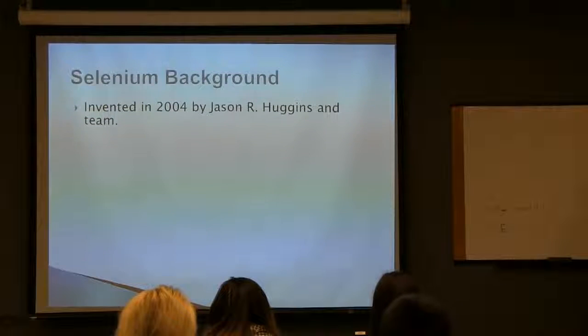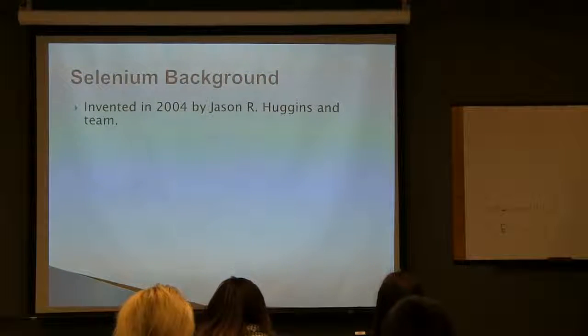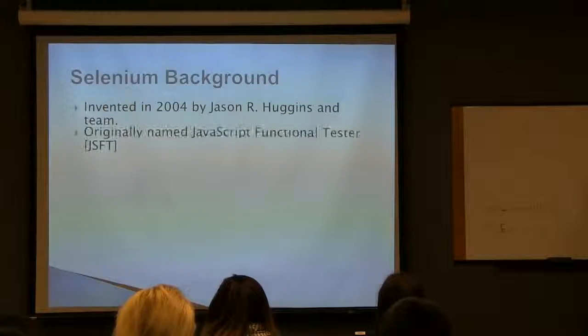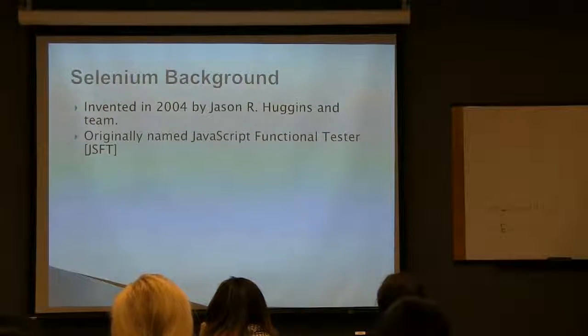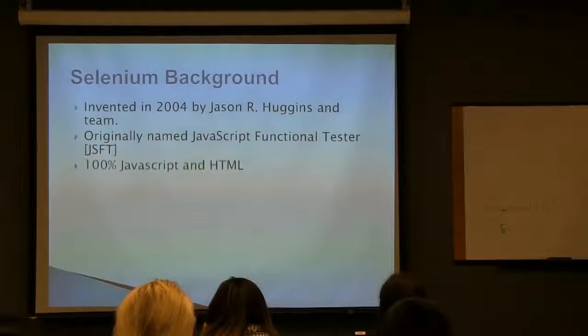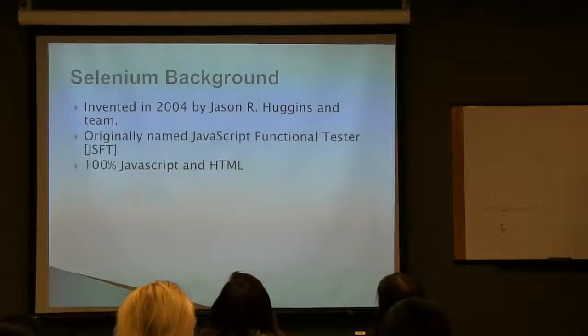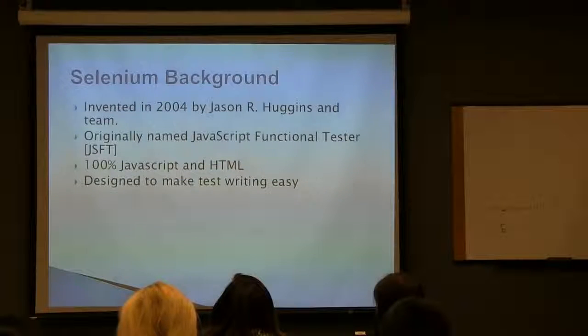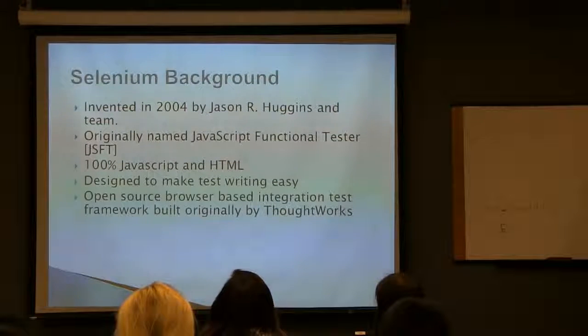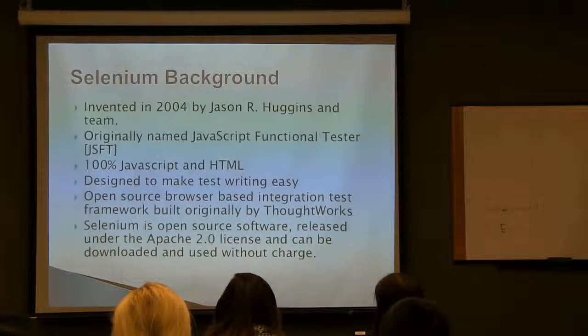So Selenium at this point is pretty old. It was actually invented in 2004. It didn't really become mainstream until 2006. It was originally called JavaScript Functional Tester, and it was originally done 100% in JavaScript and HTML. Right now, however, most of the actual Selenium core is done in Java. So the actual core is all Java. It was originally designed to make test writing easy, and it's open source, which basically means it is free.